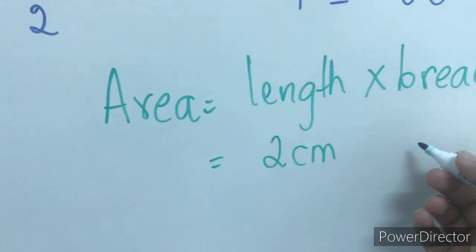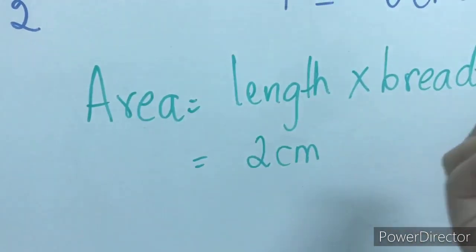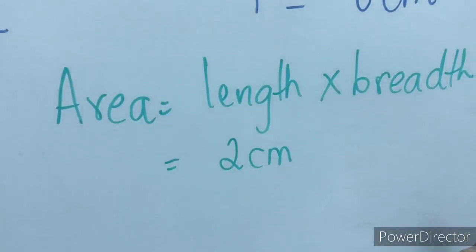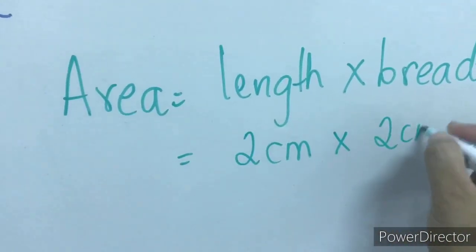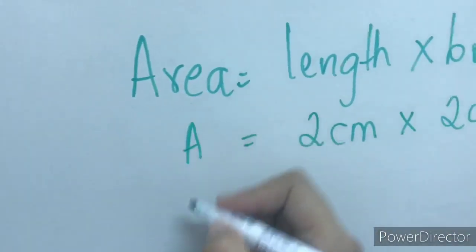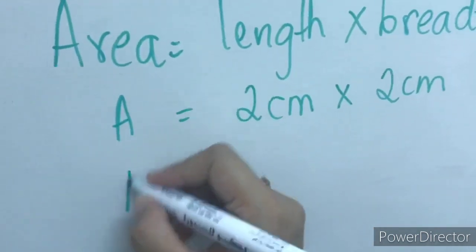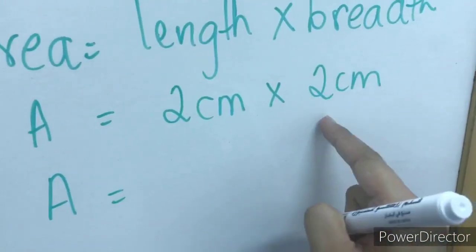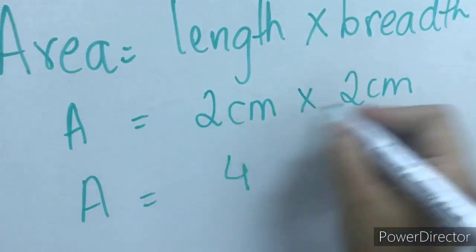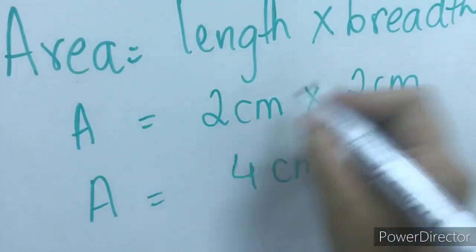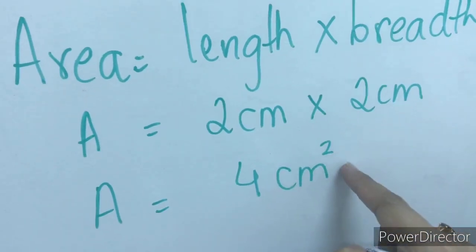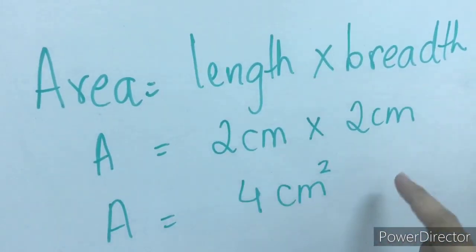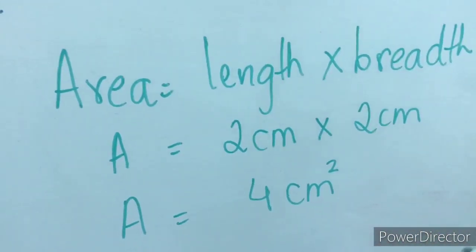And what about the breadth? As we know that the square has 4 equal sides, the breadth will also be 2 centimeter. A for area. So area will be 2 multiplied by 2, yes, 4 centimeter. And as I told you, because of the 2, you will write square. 4 centimeter square. The answer of area will every time be in squares.